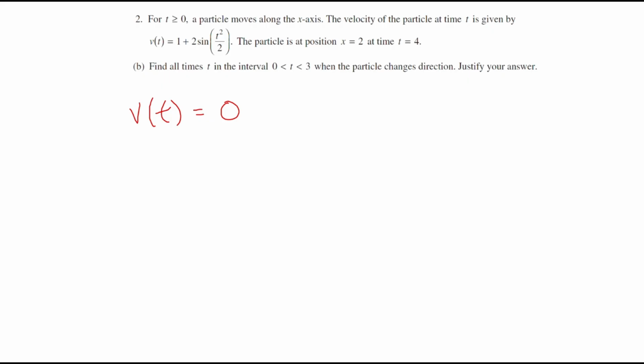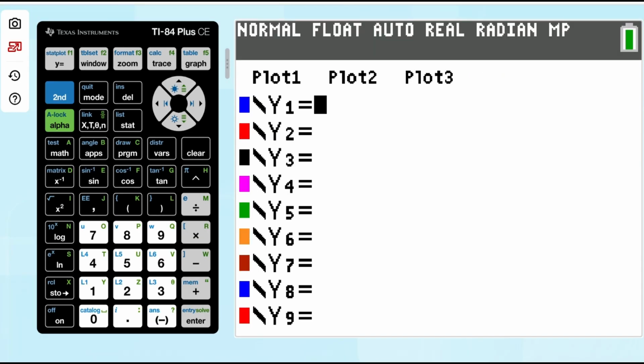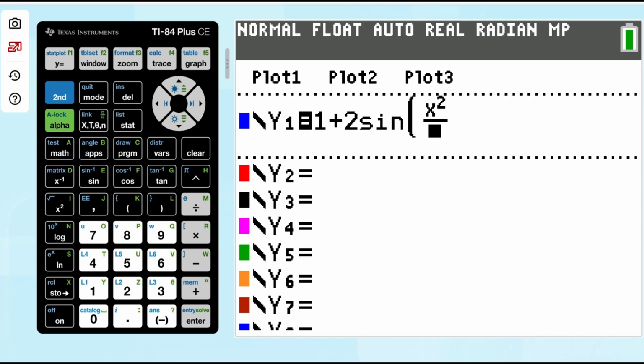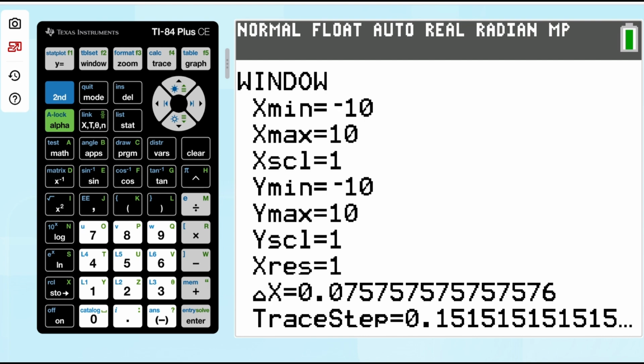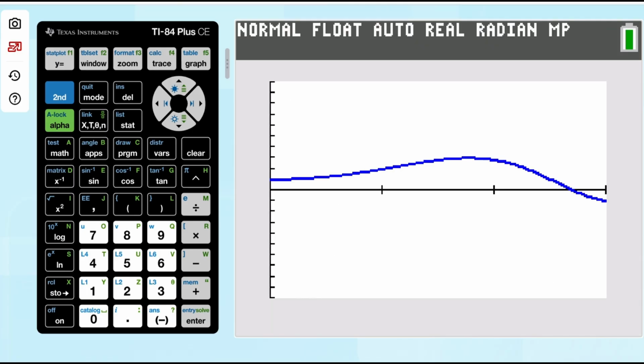So we'll just graph v of t on our graphing calculator. We'll hit y equals. We'll type in our function 1 plus 2 times the sine of x squared over 2. And this was asking for all the times between 0 and 3. So instead of just hitting graph, I'm going to hit window. I'm going to change my x minimum to 0 and my x maximum to 3 so that I'm certain that I only look at the chunk of the graph that they're telling me to look at.